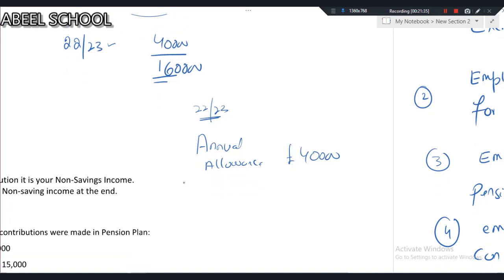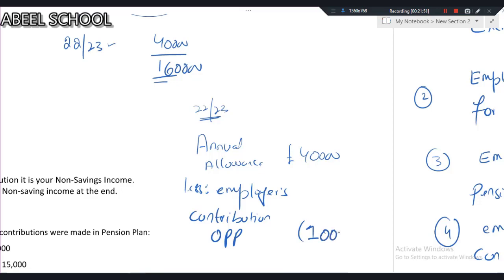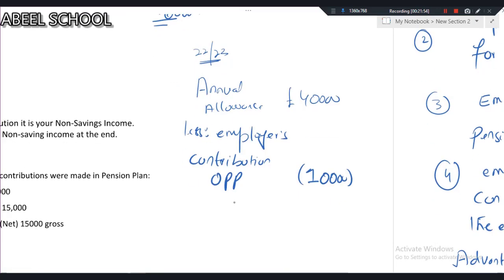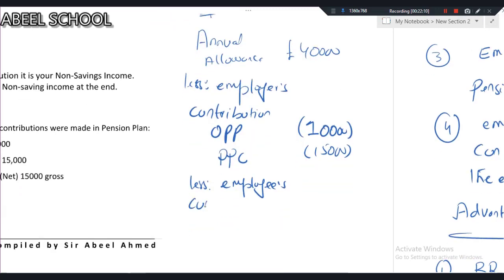Now we will deduct the employer's contribution, assuming the employer is contributing for this individual. Employer's contribution in, let's say, an occupational pension plan, assuming 10,000. I'm just assuming, in order to explain, that the employer is contributing for this individual in a personal pension, which is 15,000. Now less the employee's contribution. Assuming this employee is contributing for himself in an occupational pension plan 5,000, and there's a gross PPC, gross personal pension contribution, of, let's say, 5,000 as well.